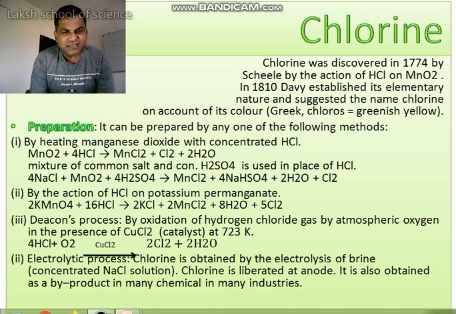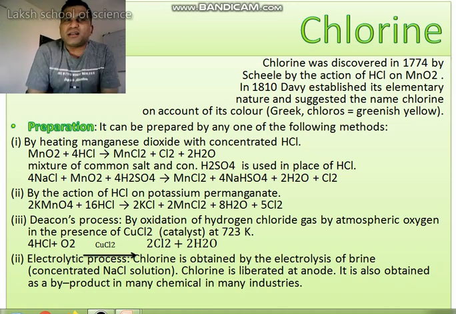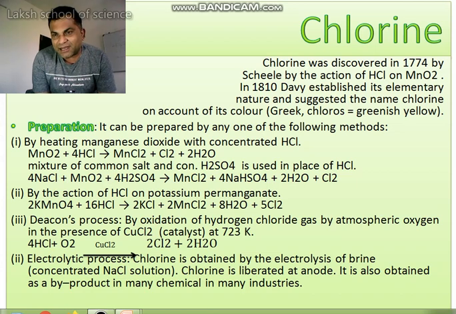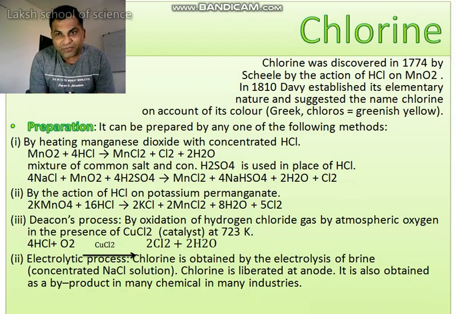Electrolysis of NaCl also gives chlorine, that is the brine solution. Brine solution is nothing but concentrated NaCl solution. Chlorine is liberated at the anode. It is also obtained as a byproduct of many chemical industries. So chlorine is an important thing for preparation. Hope that you understand the preparation of chlorine.